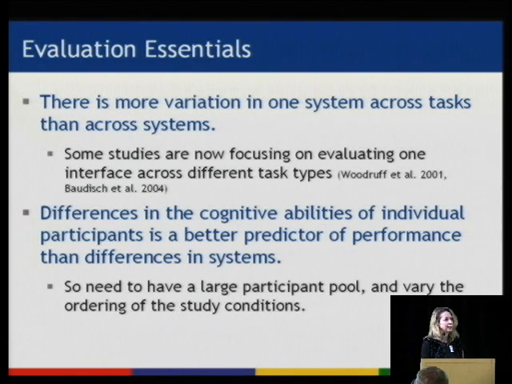And there are some interesting ideas out there in some of the more recent studies, notably this Woodruff et al. paper and the Bowdish et al. paper, on dividing the tasks into different types and then evaluating how the interface does on those different types. And I think that's probably the way to go. And just actually recognizing that your design might only work on certain task types. And of course, differences in cognitive abilities of individual participants can be a better predictor of performance than differences in systems. So it's very important to get your experimental design right, so you're varying who does what when.